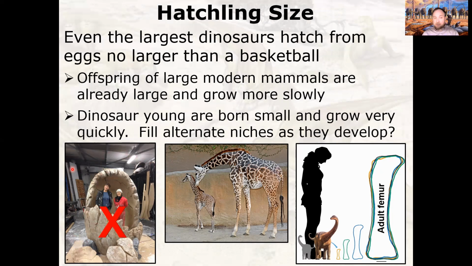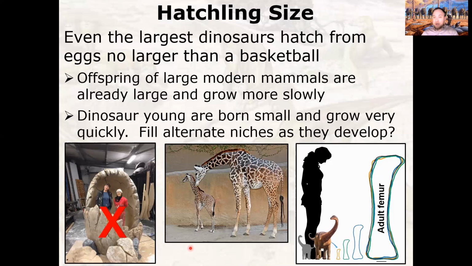What we see is that the offspring of large modern mammals are already large. Like an elephant, a baby elephant is already pretty big. Baby giraffe is already pretty big. This is a relatively newborn young giraffe, and you see that it's already a pretty good portion of the size of the full-grown adult. It still has a lot of growing to do, and it's still not fully mobile. It's still awkward and gangly, but it's pretty much ready to go. And it's fairly large, uncomfortably large, probably for the mother, and it's an awful long drop.